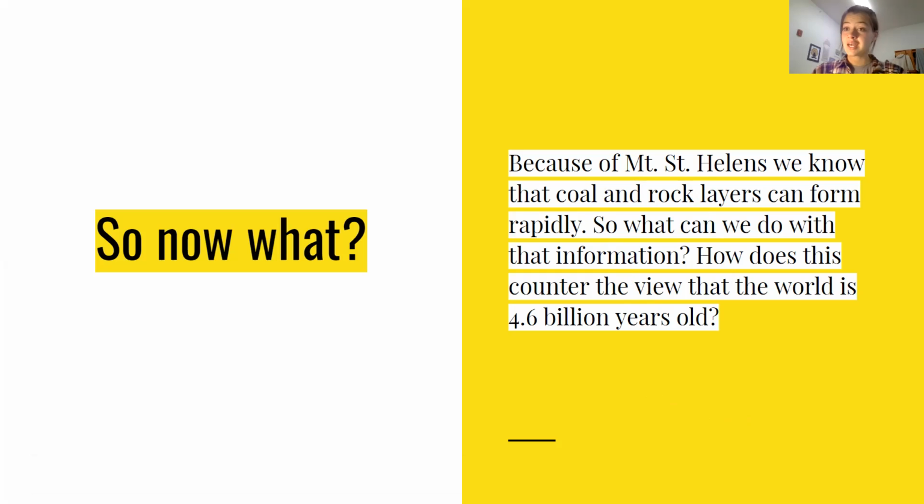So you guys have learned about how there's a view that the world is 4.6 billion years old, but as Christians, we believe in creation. And so we do not believe that the world is that old. And so how does this idea that coal can form rapidly and these rock layers can form rapidly play into that? What do we do with that information?